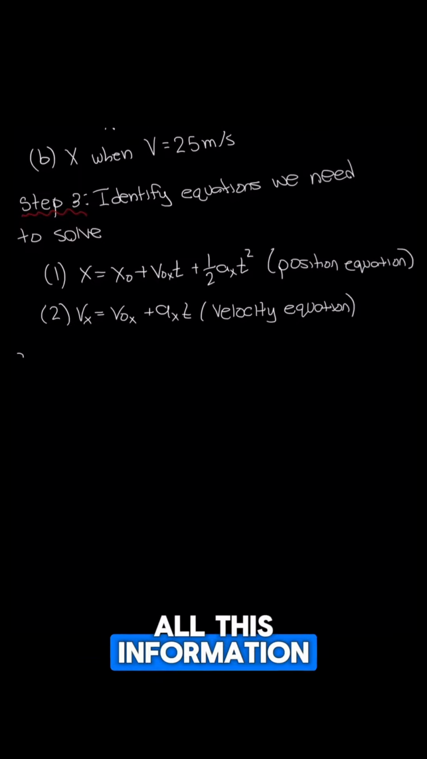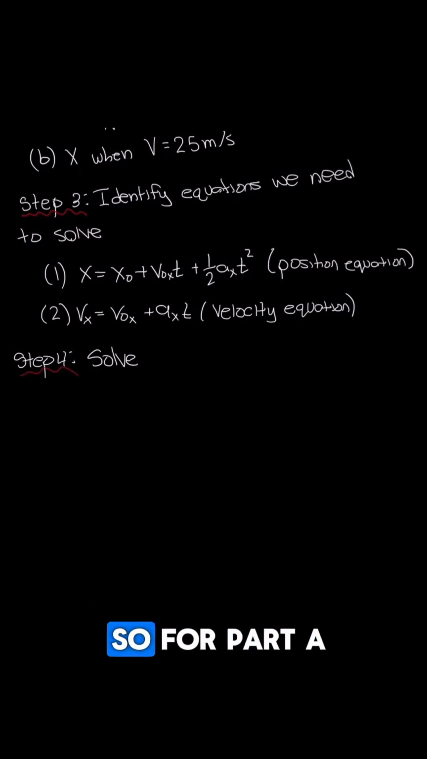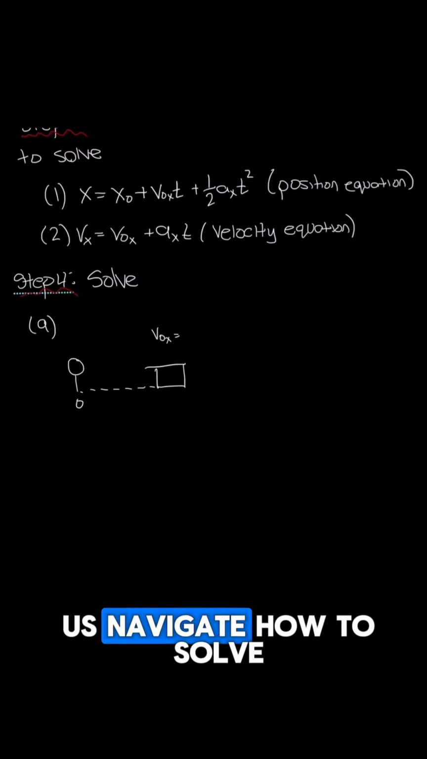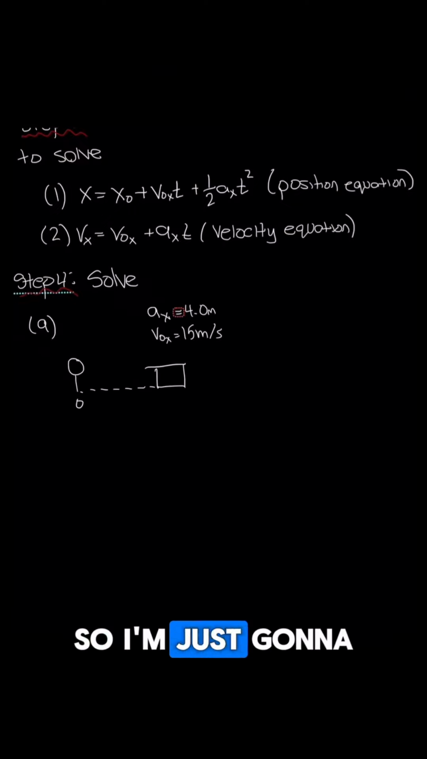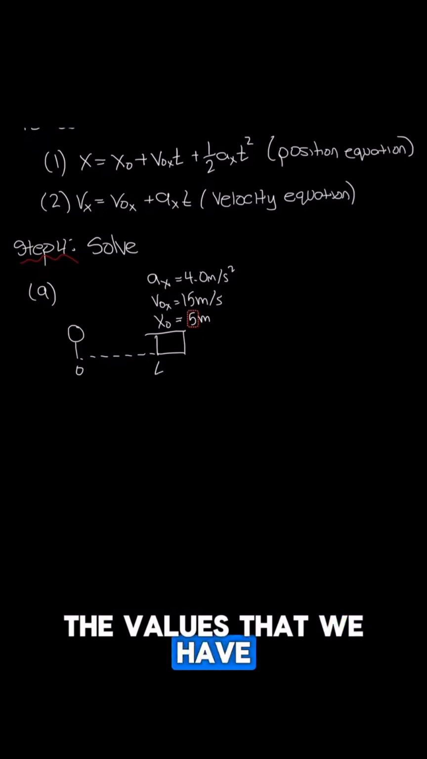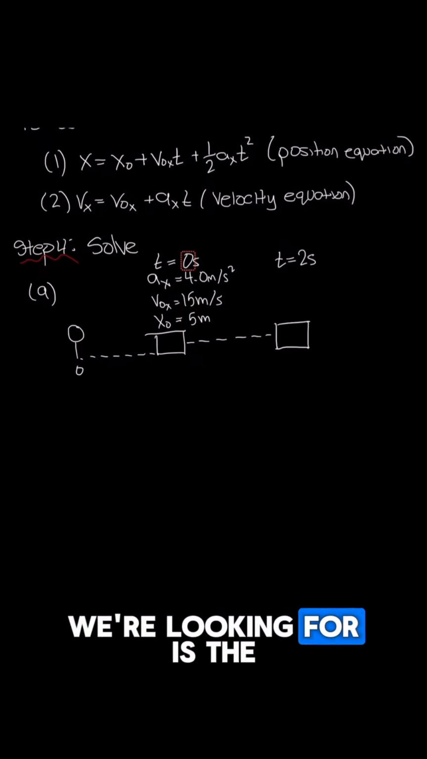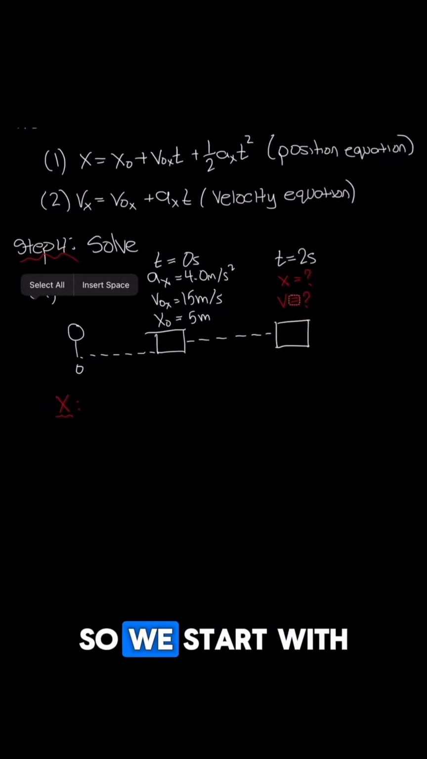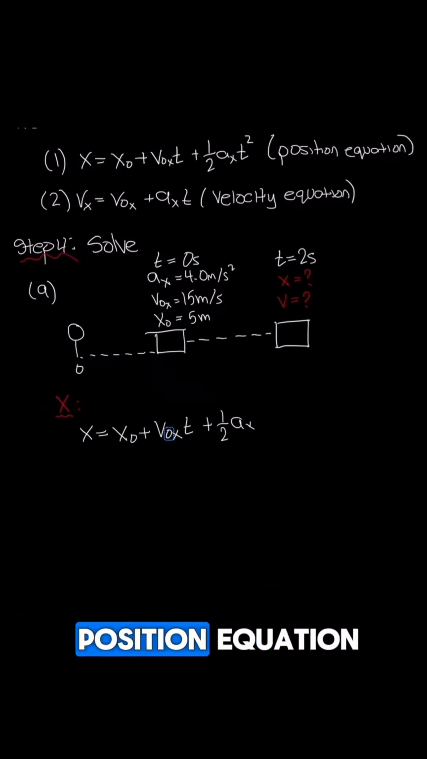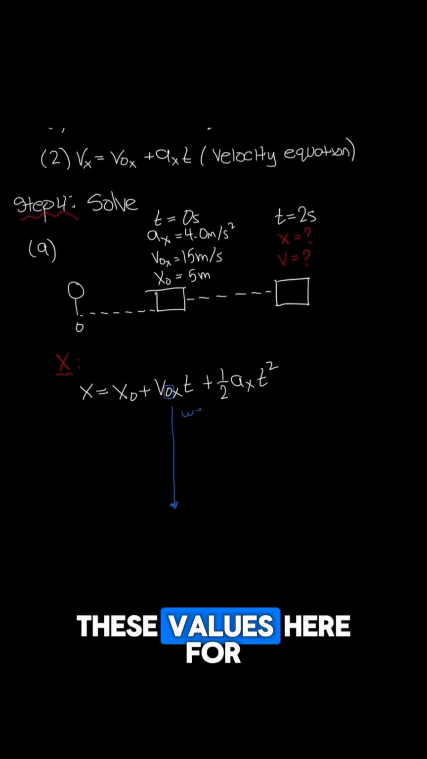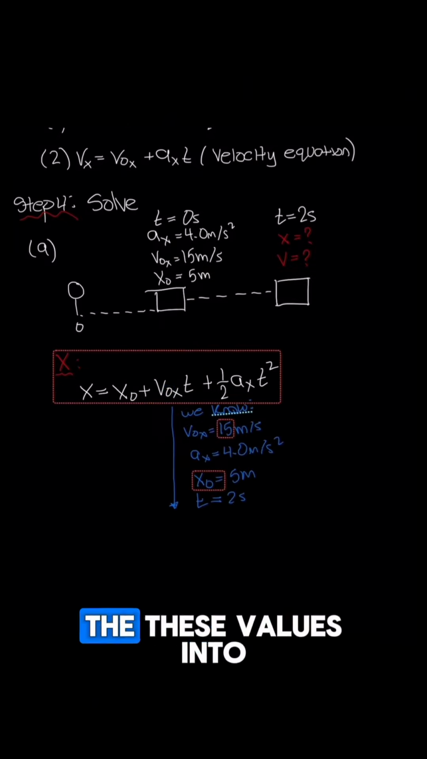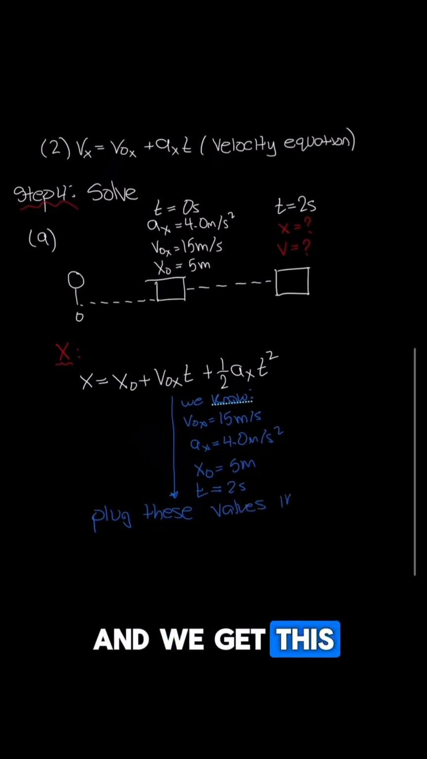Now that we have all this information, the last step is always just to solve. For part A, we can redraw the diagram just to help us navigate how to solve. I'm going to redraw it here with the values that we have. I want to note that what we're looking for is the position and the velocity at t equals 2 seconds, as we can see in the diagram. So we can start with the position. We can use the position equation, and they give us these values for the initial velocity, acceleration, and the position. So we can plug these values into the equation, and we get this expression here.